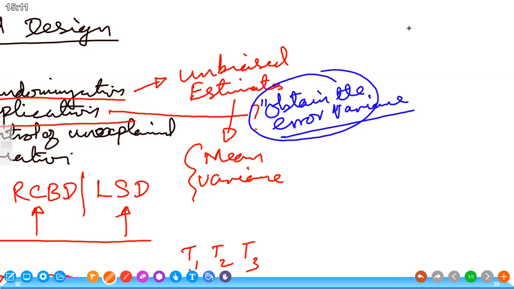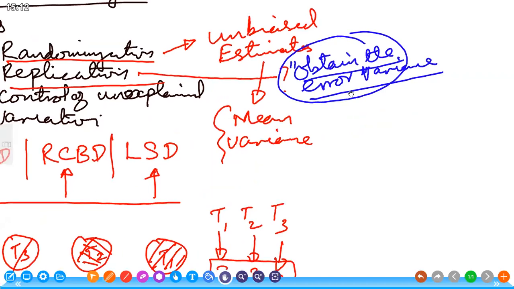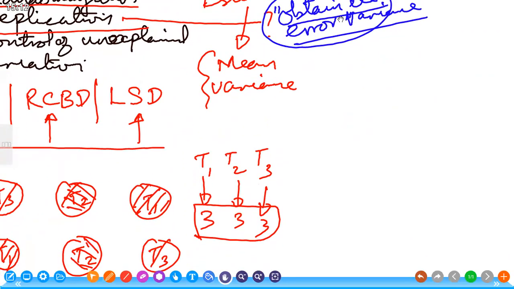So, what is replication? You repeat the same experiment in more than one experimental unit. The purpose of replication is to obtain the error variance. So why is error variance important in this experimental design?